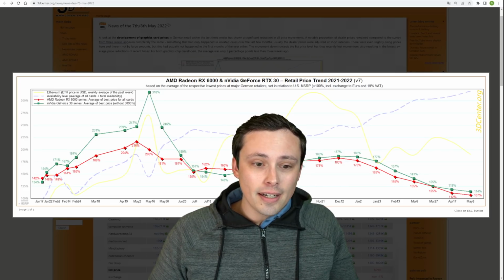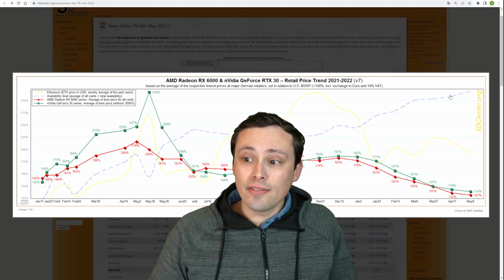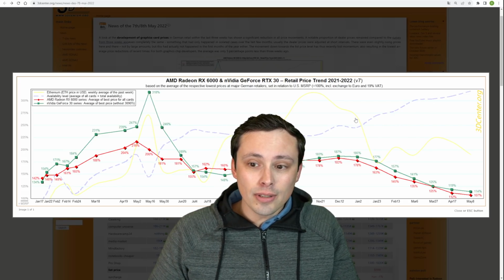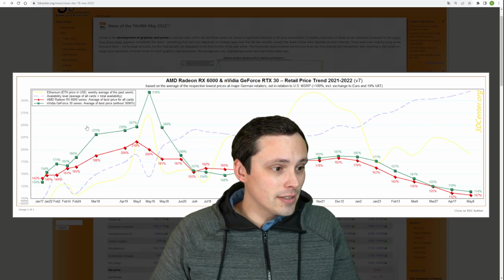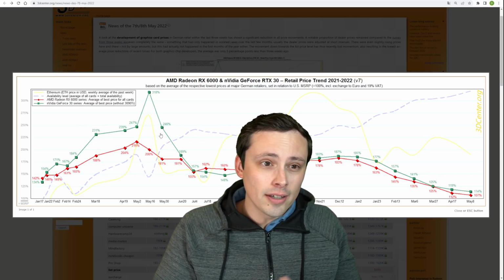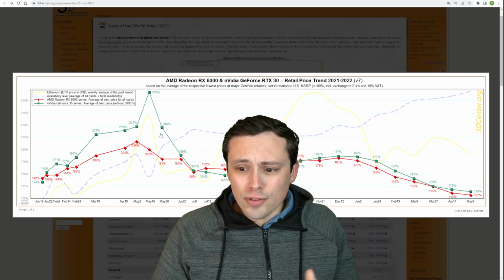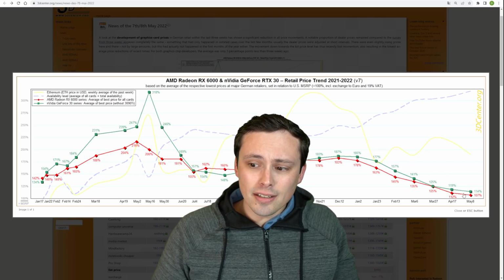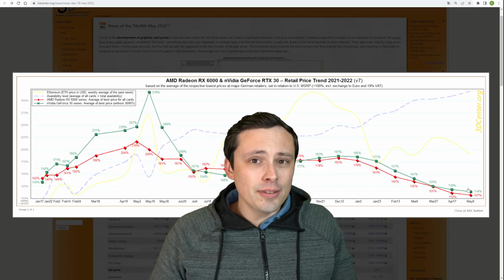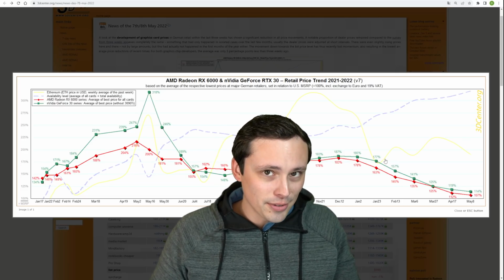And then the dashed purplish line here is availability. We see availability continuing to go up. And the yellow line being Ethereum value, since sometimes we've seen spikes in Ethereum value mean miners buying cards. Now, overall, this is good to see it still coming down, and I would hopefully continue to see this go down.